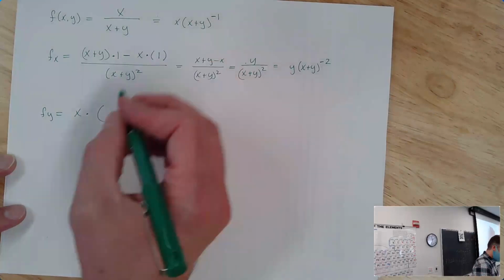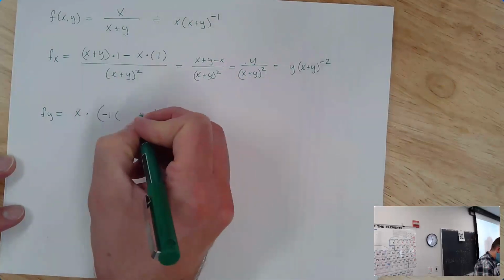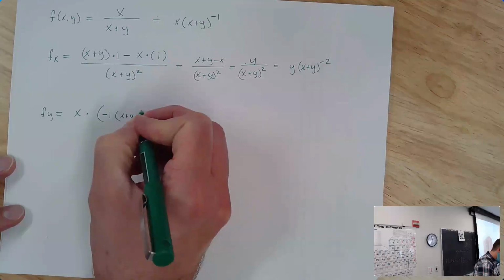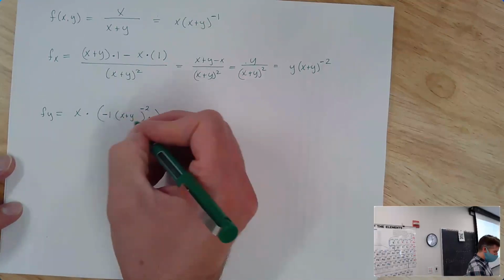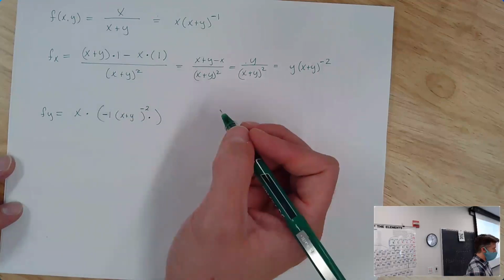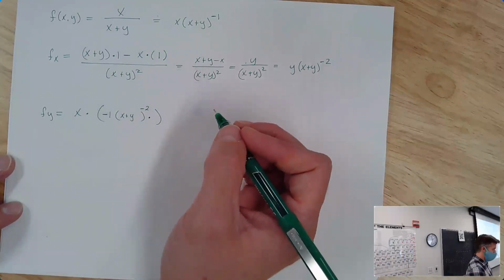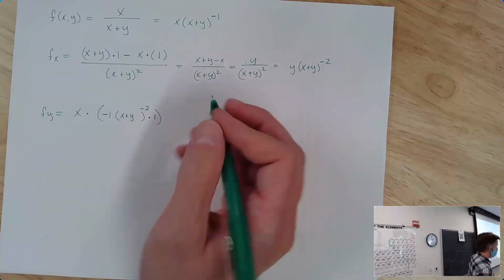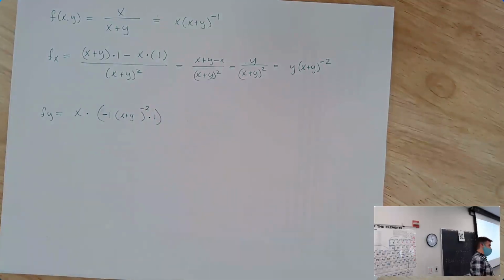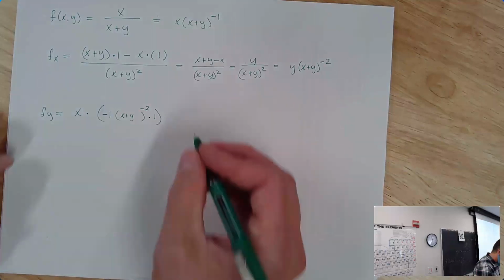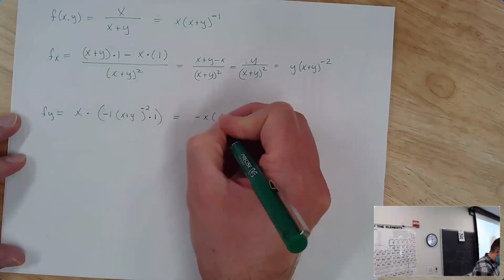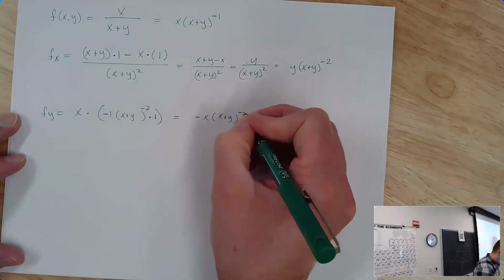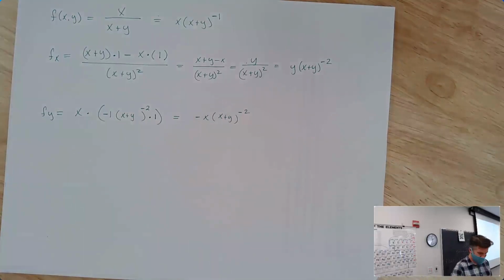It's going to be negative 1 times my stuff to the negative second, times, what's the derivative of that stuff inside there? Good old 1, once again. Or you could say 0 plus 1, right? Because the derivative of x is 0, 0 plus 1. And simplifying this just a tiny bit, I'm going to write it as negative x times x plus y to the negative second. It also would have been perfectly fine to use the quotient rule here.